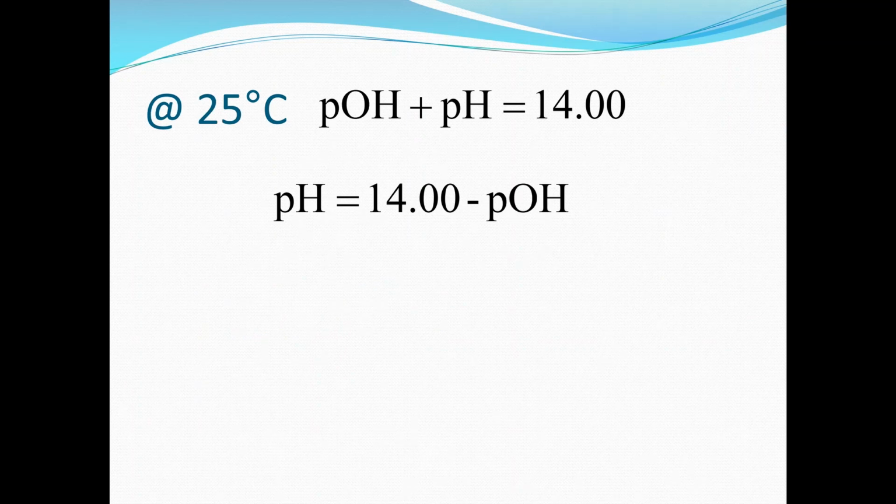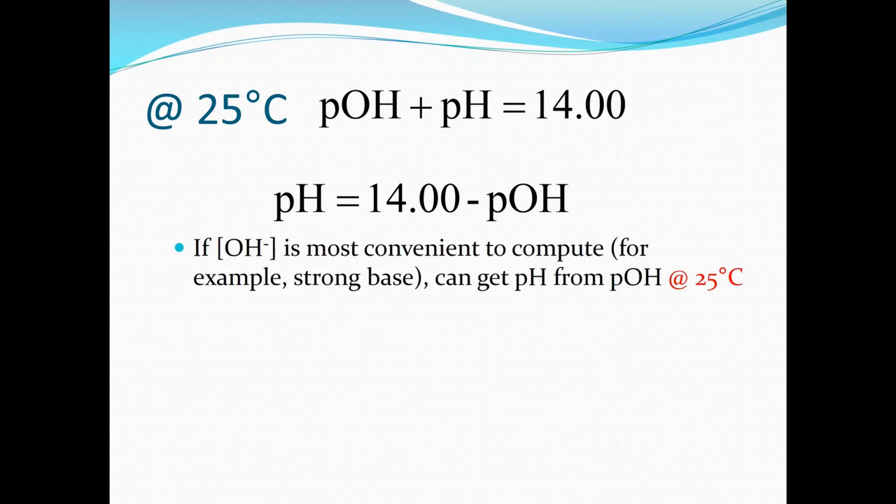So let's assume we're working at 25 degrees Celsius. We know our pOH plus our pH is going to be 14, which means our pH is going to be 14.00 minus whatever the pOH is. And this can actually simplify certain calculations for us. In some situations, say if we're working with a strong base or something, it might be most convenient to have the OH minus concentration instead of calculating the H plus concentration directly. And so we can use this as a shortcut to get from the pOH to the pH quickly through that OH minus concentration. But again, you can only use this version of the equation at 25 degrees Celsius.